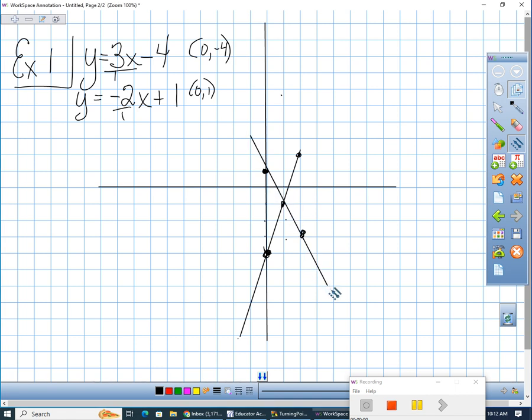Do our lines intersect? Where do they intersect at? Good. That is our solution. If we were to plug 1, negative 1 back into either of those equations, they would work. So if I plug 1 in here, 3 times 1 is 3, minus 4 is negative 1. Negative 2 times 1 is negative 2, plus 1 is negative 1. So that solution works for both equations.